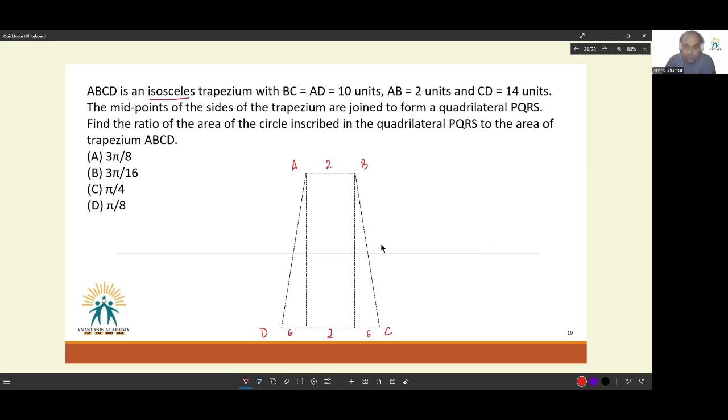Okay. BC is given to us as 10. So this is also 10. So let's call this point M, let's call this point N. AM will therefore be 8 and BN will also be 8. Okay.